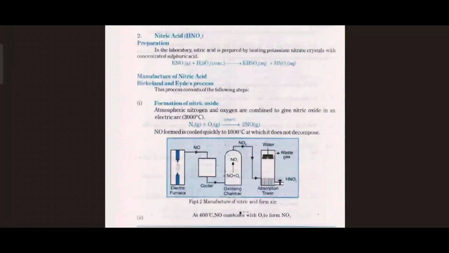In the first step, atmospheric nitrogen and oxygen are converted to NO by an electrical current at 3000 degrees centigrade. The NO is called nitric oxide gas, and you have to memorize the condition of this reaction, which is 3000 degrees centigrade temperature. It is very important from the exam point of view. Now the nitric oxide is cooled to 1000 degrees centigrade, and at this temperature, nitric oxide does not decompose.